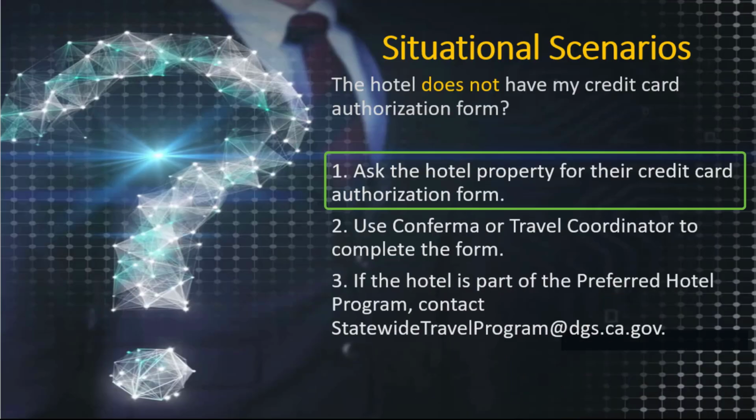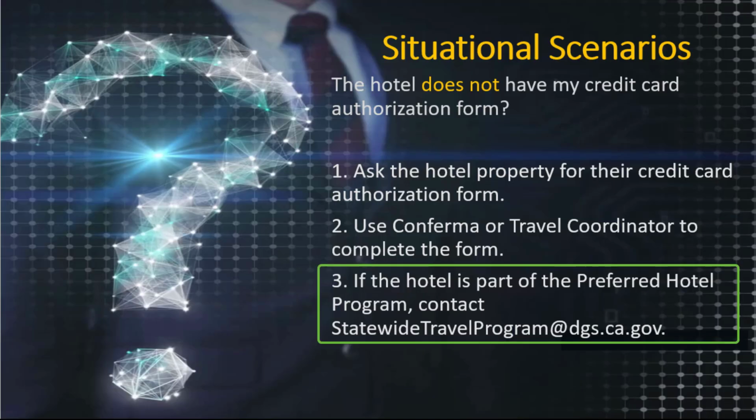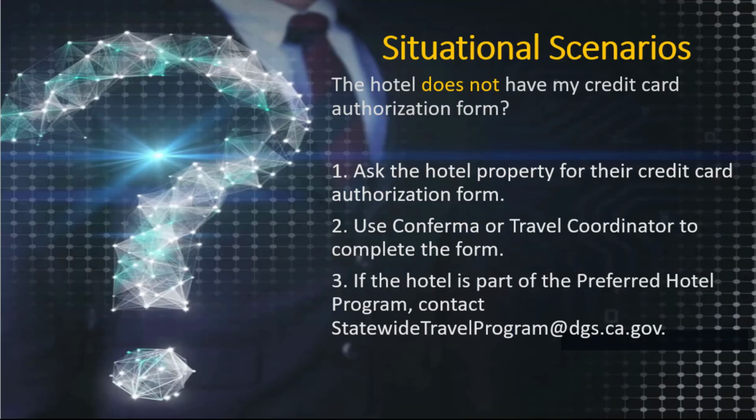If they don't accept the form, all you need to do is ask the hotel property to provide their own form, and you will be able to complete that form using the information on the app or ask your travel coordinator for the information. If you are booked at a preferred or most preferred hotel and you run into this situation, make sure you notify us as the statewide travel program. We can work directly with that hotel property regarding their current contract with us to make sure that they fix the issue so that the next time somebody is staying at this property, they won't run into the same problem.